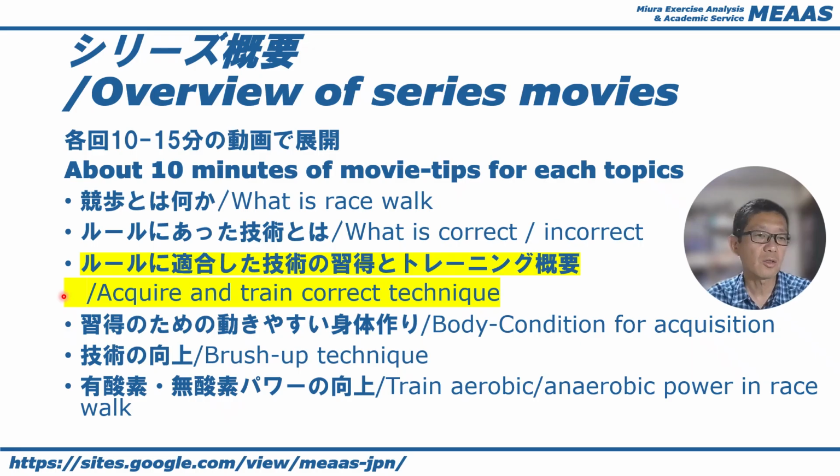In previous coaching for first step people, 60% of people acquired the basic form of race walking in a 30 minute session. After a 60 minute session, 80% of people successfully acquired the basic form of race walking. So I talk about that.